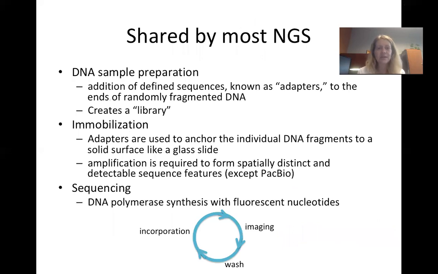So just some general information about how NGS works. DNA sample preparation involves the addition of defined sequences known as adapters to the ends of the DNA, which is sometimes randomly fragmented. It can also be amplified or selected in some other way. So not necessarily randomly fragmented, but often. And this creates what we call a library. That's just a very, very high level overview of a library. There are actually many, many steps to library creation.